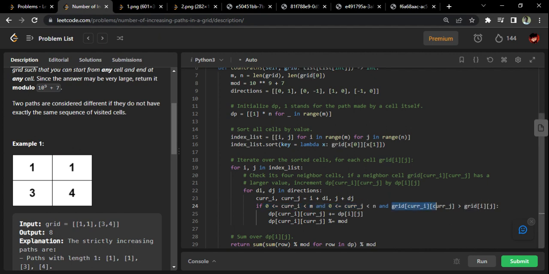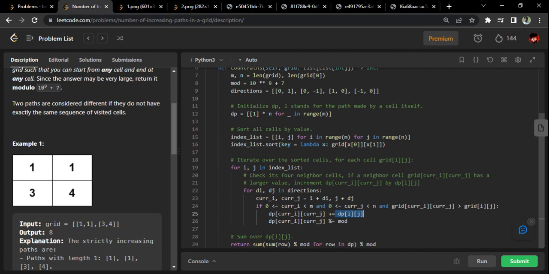If the value of the current element is greater than the existing element, that is the i comma j element, that means the neighboring element has a greater value than the current element, and only then we do this. We add all the paths that end at i comma j to its neighbor. The dp value of i comma j represents the number of paths that end at i comma j, and it will be added to its neighboring element's path count. So dp of the neighboring element refers to the number of paths ending at that neighbor, and to this value we add the number of paths.